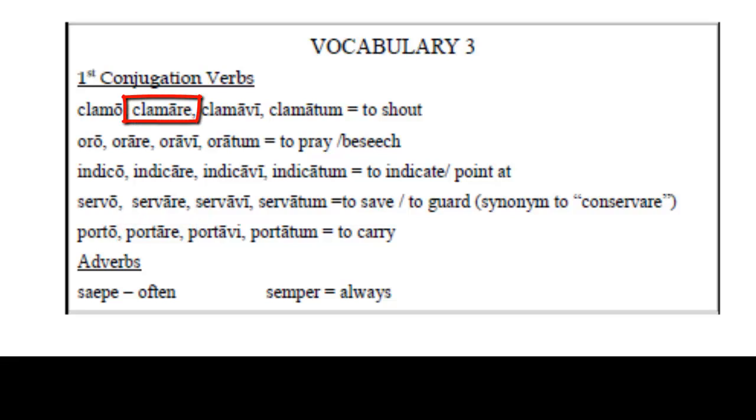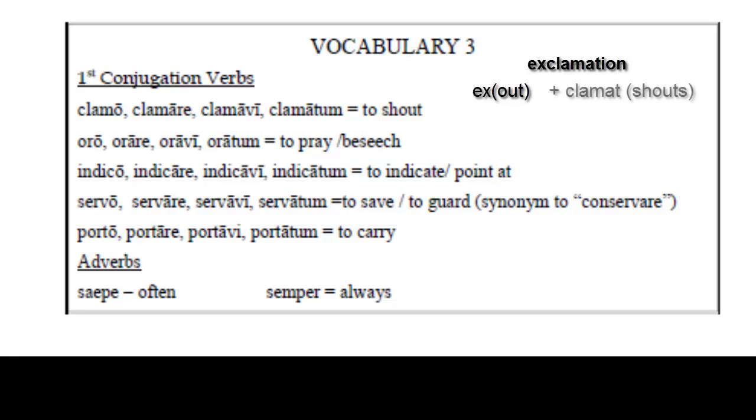And then the first one, look up at clamo, clamare, clamavi, clamatum. Think about one of the types of sentences that you learn in English grammar: exclamation. Exclamat is a Latin verb. Exclamat means to shout out. He shouts out, or it shouts out. The little prefix ex is actually a preposition in Latin that means out. And so that will help you remember the meaning of this verb.